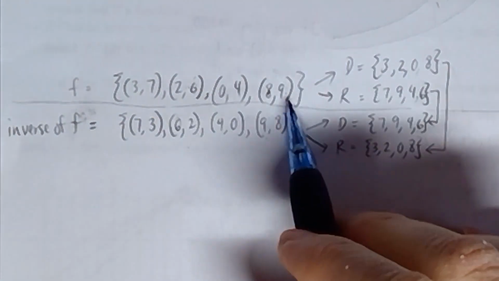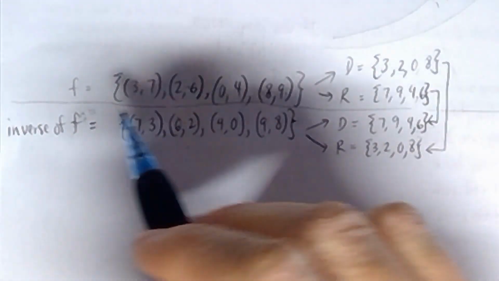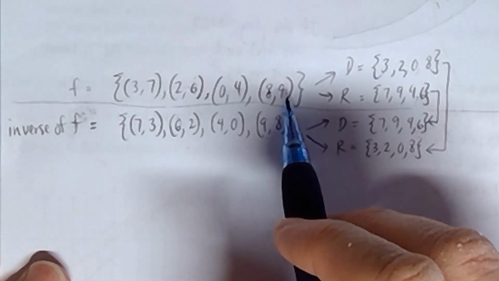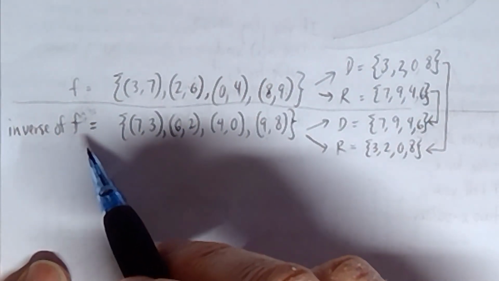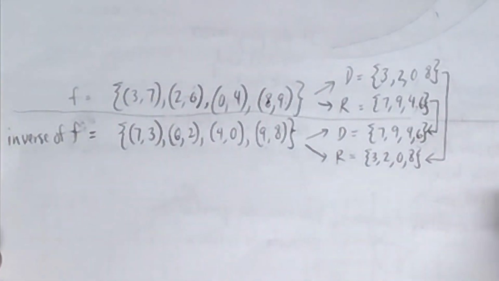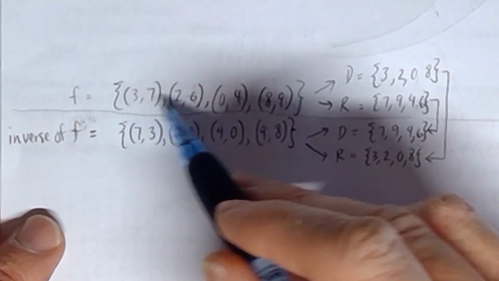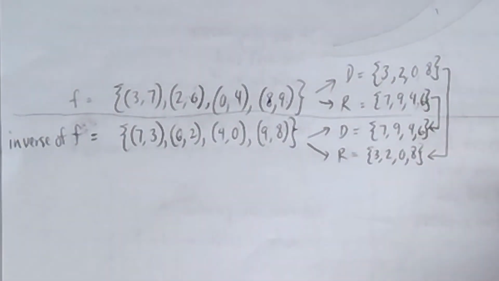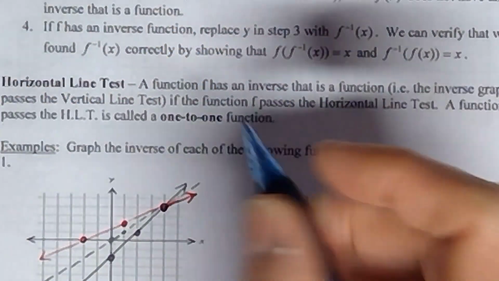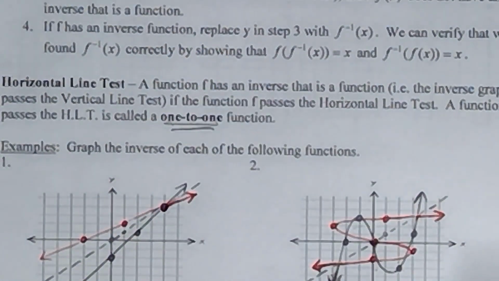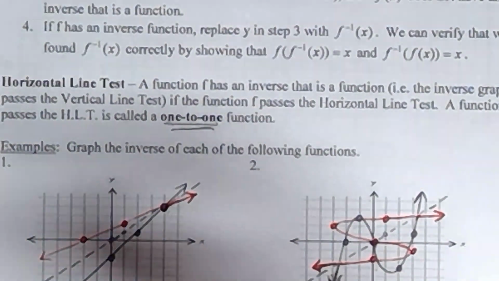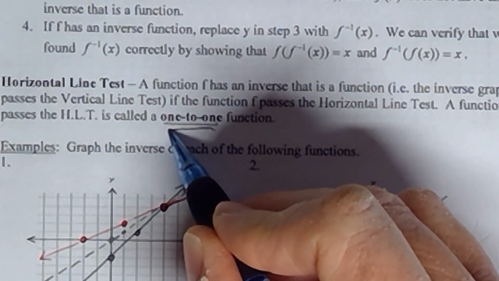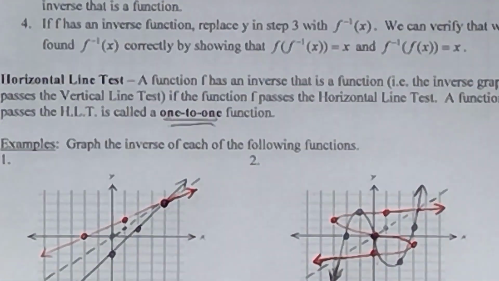Not only do all the x's have to be different in order for the original one to be a function in the first place, but all the y's need to be different also in order for the inverse to be a function also. So in order for the inverse to be a function, both the x's and y's have to be different. Okay, they have a name for that. When all the x's are different and all the y's are different, that is called a one-to-one function. All right. In other words, every x matches up with one and only one y, and every y matches up with one and only one x. It's a one-to-one relationship that they call it.